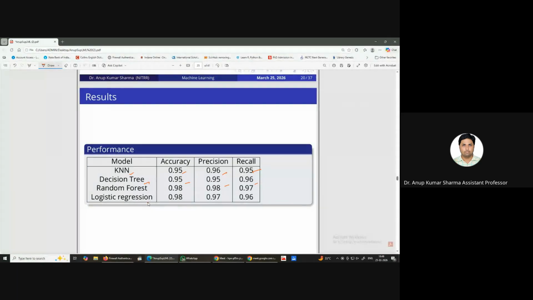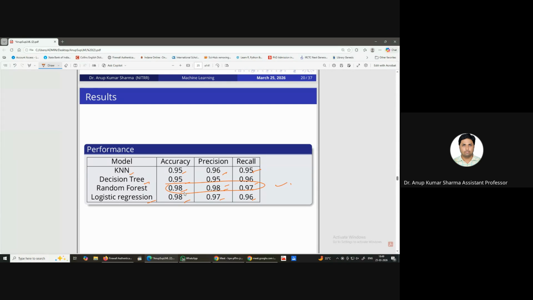So we get KNN accuracy 0.95, precision 0.96, recall 0.95, 0.96; logistic regression 0.97; random forest 0.98, 0.97. So the highest is random forest. It is an iteration of the decision tree, obviously. So with this model, we get an accuracy of 98%.